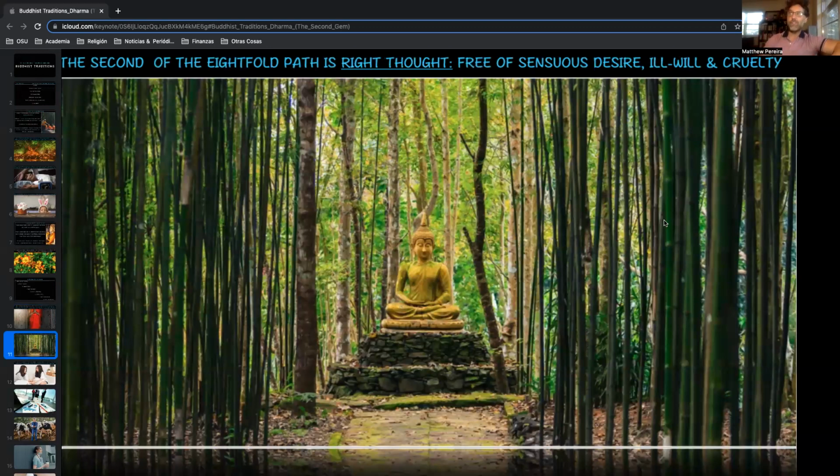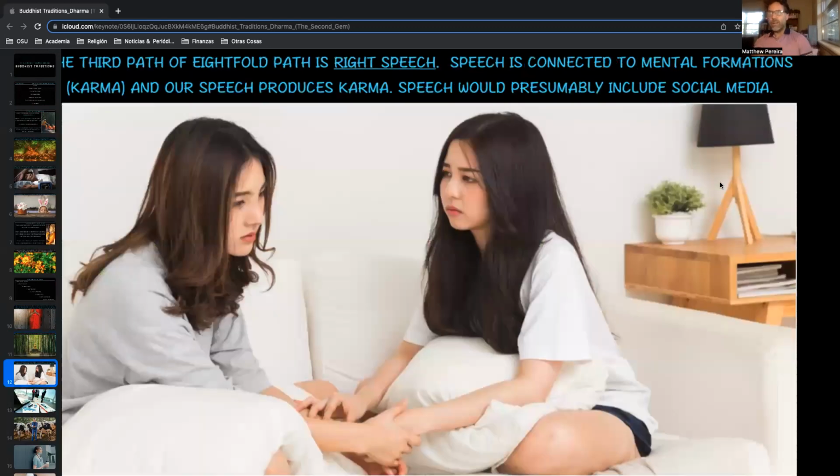Again, the second of the Eightfold Path we talked about is right thought. Right thought has to do with being free from sensuous desire, ill will, or cruelty towards others. Being free of the desires of the body is connected to right thought, like having purity in thought, for example. I mentioned that one of the Eightfold Path is right speech, and speech is connected to mental formations and karma. Our speech produces karma. Remember, karma means action, and speech is an action, a type of action that we engage in.